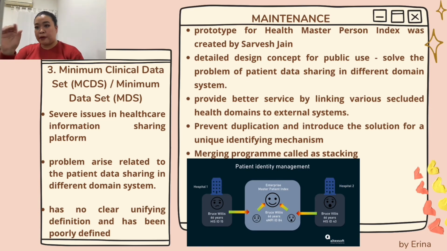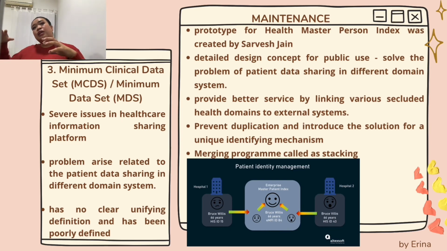Based on the picture I've shown, what if a patient has several first names? This MPI will go through the patient data and background information, and if it's similar, it will combine it into one. With this MPI, every hospital can go through it and there is no mistake such as duplication. For example, in the picture, in hospital 1 the patient is named Bruce Wills, and in hospital 2, Bruce Wills, and both are 66 years old and have the same ID.